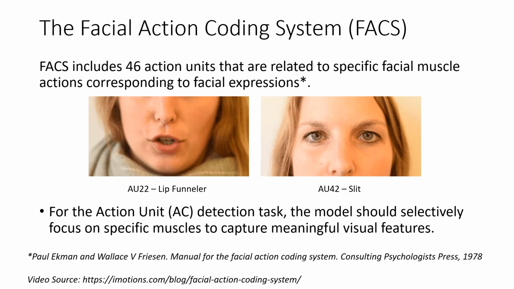The Facial Action Coding System refers to a set of 46 action units related to facial muscle movement corresponding to facial expression. The coding system was invented by Ekman and Friesen in 1978. We observed that for action unit detection tasks, the model should selectively focus on specific muscles of the human face to capture the meaningful visual information for predicting the action units.